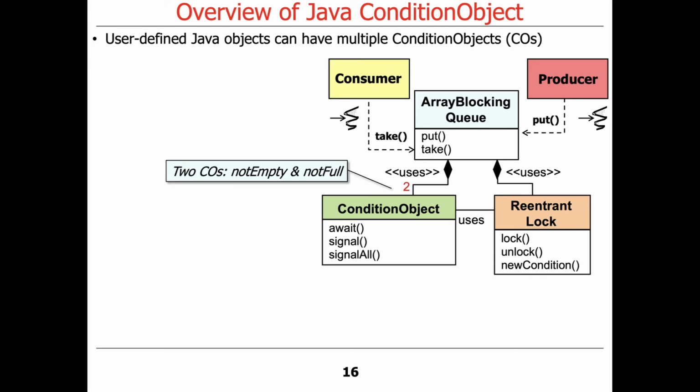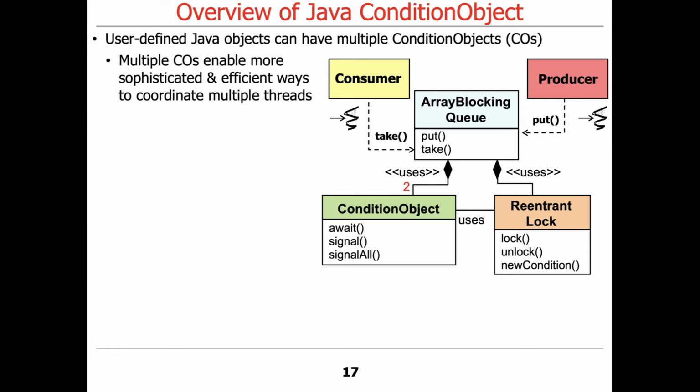One of the things that's really cool about condition objects is you can have multiple of them per user-defined Java object or class library-defined Java object, things that are not baked into the Java execution environment like the JVM or ART. And as an example, the array blocking queue in Java does have two conditions, not empty and not full. There are two of them, and they both share the same reentrant lock. Very important to understand that.